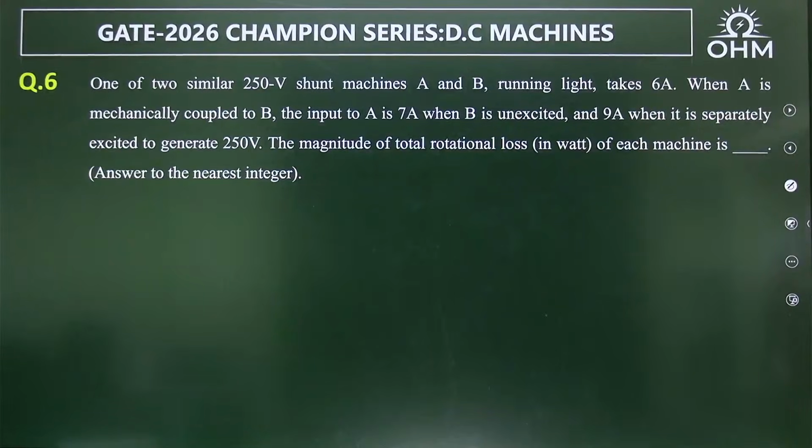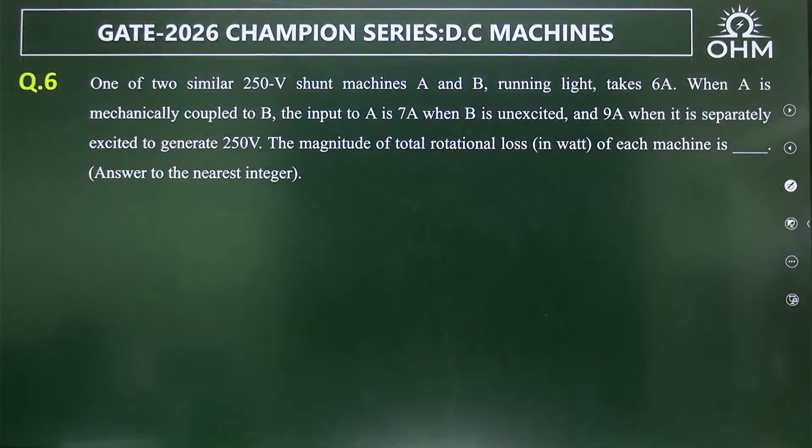One of two similar 250 volt shunt machines, A and B, running light takes 6 ampere. So overall two machines are there, both A and B. They are taking 6 ampere during no load condition. When A is mechanically coupled to B, the input to machine A is 7 ampere when B is unexcited, and 9 ampere when it is separately excited to generate 250 volt. The magnitude of total rotational loss of each machine is how much?